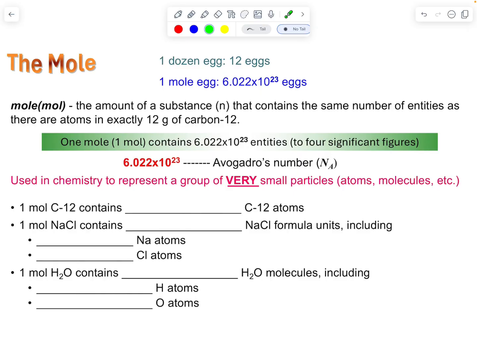Avogadro was an Italian physicist and played a very important role in contributing to our understanding of the ideal gas law. This concept of mole, this unit of mole, is not used in daily life. That's probably another reason people think it's complicated or difficult, because you don't get to use it a lot. It's only used to represent a group of very small particles like atoms and molecules at the microscopic scale, and it's very impractical to use this unit in daily life.